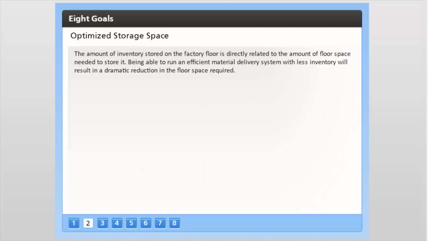Optimized storage space. The amount of inventory stored on the factory floor is directly related to the amount of floor space needed to store it. Being able to run an efficient material delivery system with less inventory will result in a dramatic reduction in the floor space required.